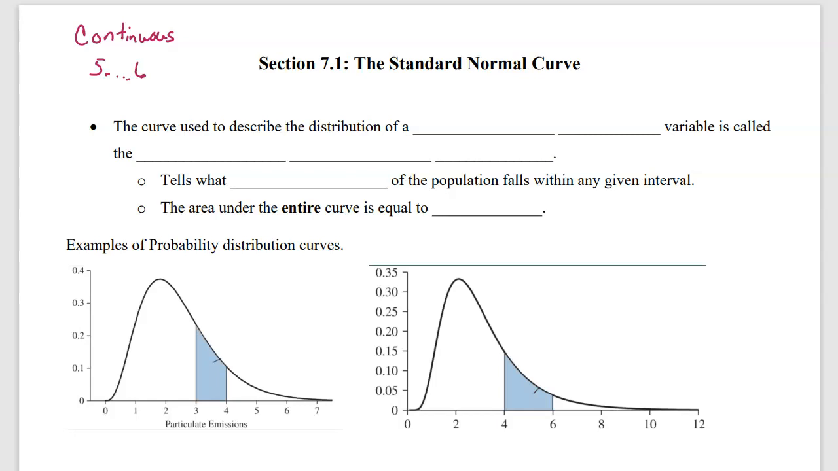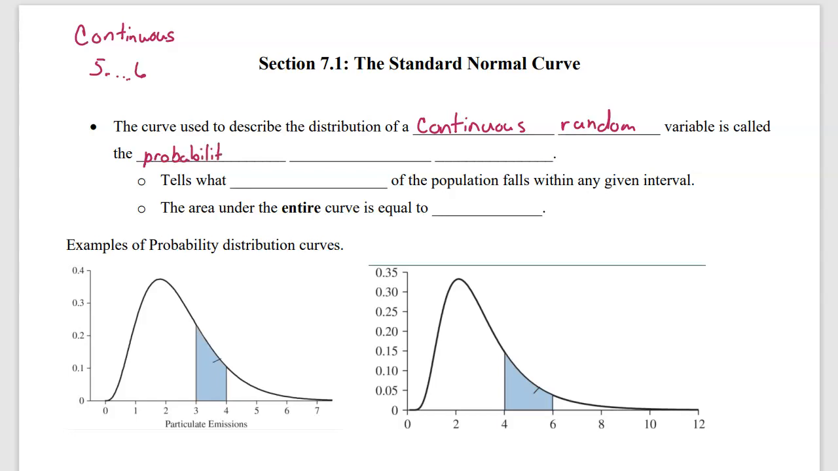Our discrete variables can change over time, but they have to be one value or another, even when they change. But we're going to look at these continuous variables, and so we look at what are considered curves. And so the curve used to describe the distribution of a continuous variable, or a continuous random variable, is called the probability distribution curve.